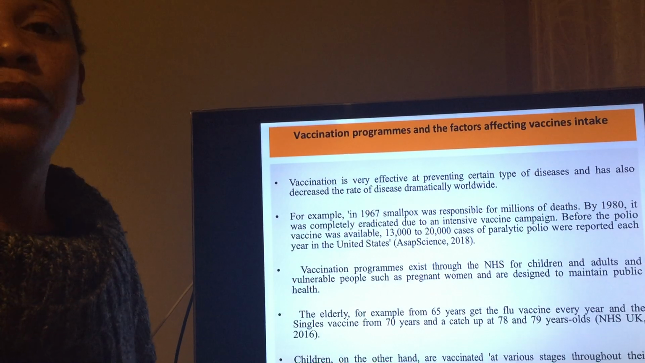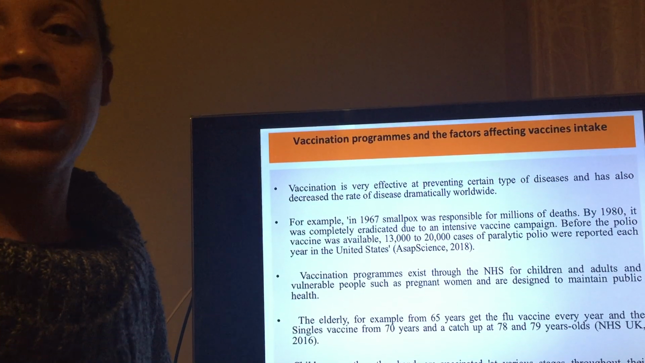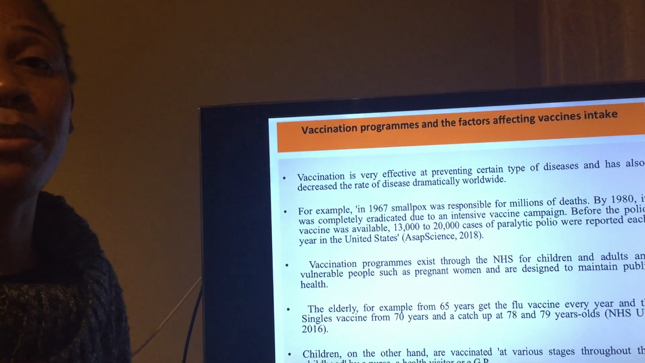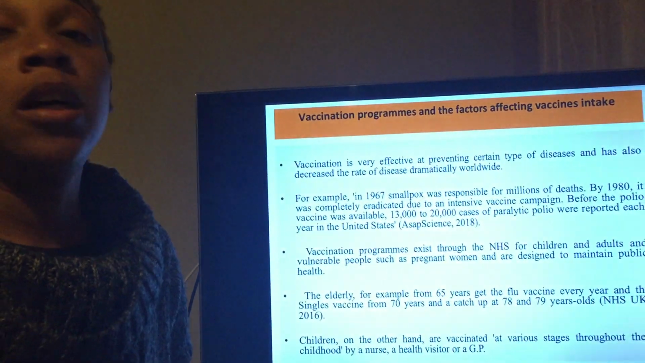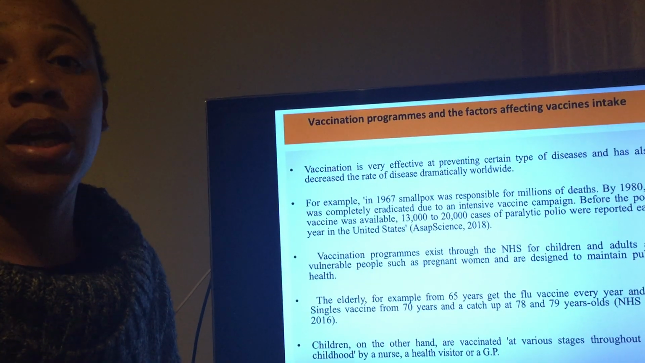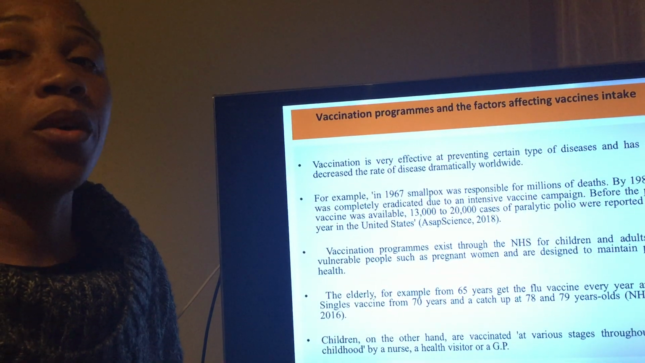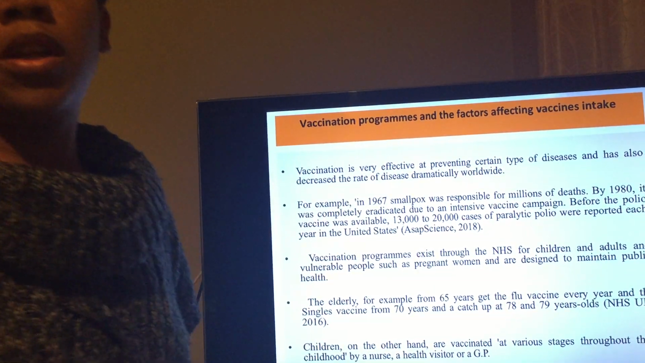In the UK, the NHS makes such programs accessible through GP practices or pharmacies. For example, children are vaccinated at different stages of childhood, and the elderly from 65 are offered a flu vaccine every year.